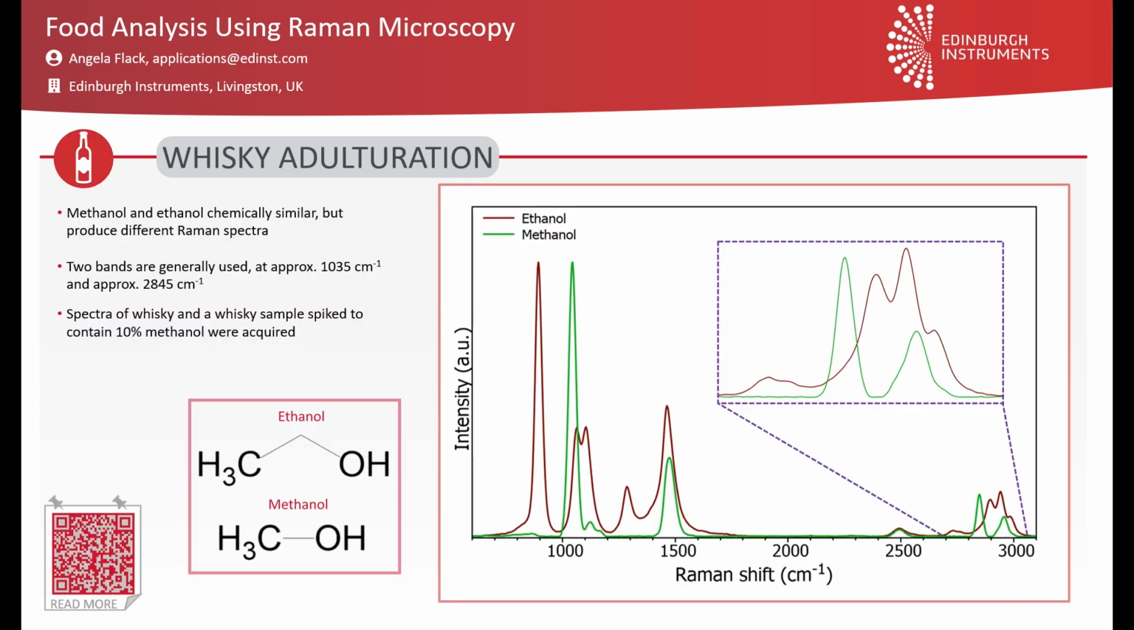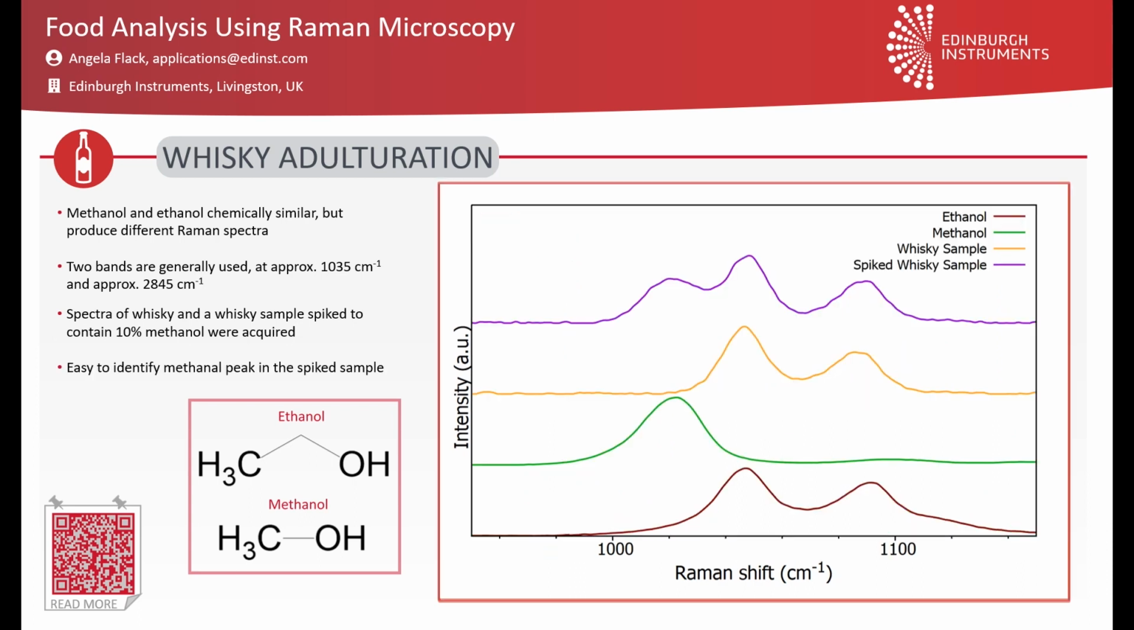Moving on to how we can use Raman in a qualitative manner, we look at the identification of methanol. So whilst methanol and ethanol are very chemically similar, they produce significantly different Raman spectra. Focusing on the Raman band at 1035 wavenumbers, we can see this is only present in methanol and the whiskey sample spiked with methanol. The peak is completely absent from the whiskey sample and the ethanol sample.